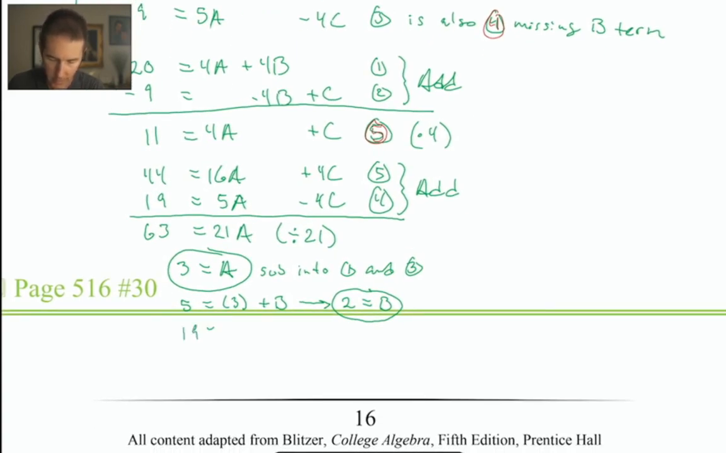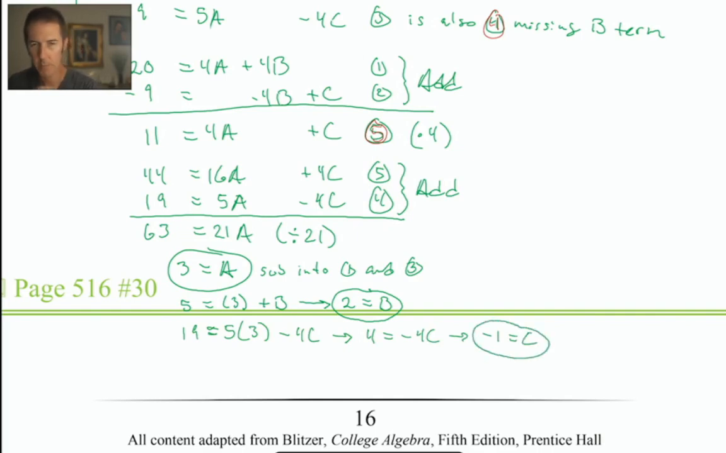And then let's plug our a value into equation 3. That says 19 equals 5 times our a value of 3 minus 4c, and if we subtract 15 from both sides, we find that 4 is equal to negative 4c, and then if we divide both sides by negative 4, we find that negative 1 is equal to c. Let me circle that.